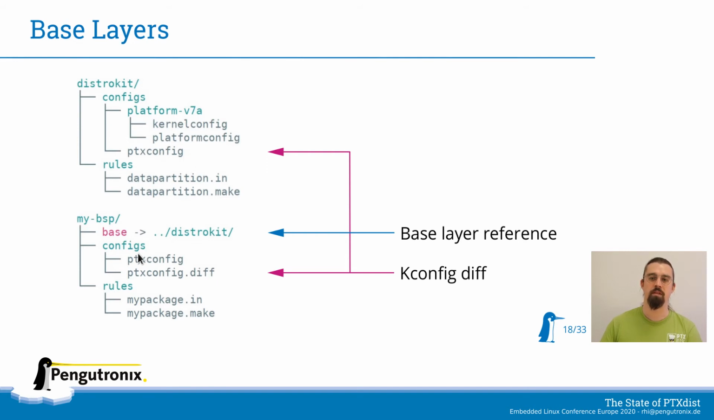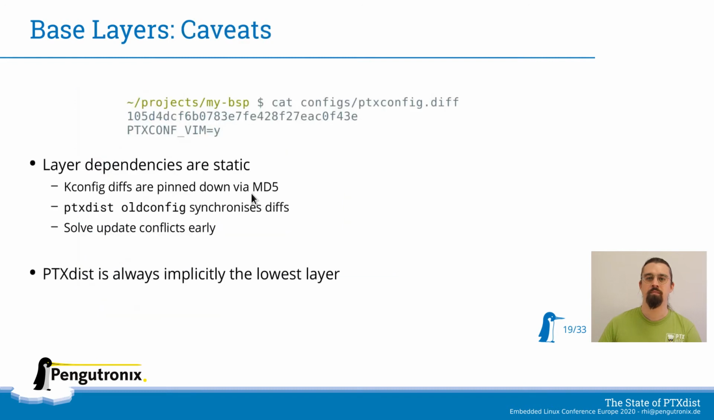Then when you change something in the menu, the diff is calculated in the current layer, which you are currently using. So in this case, the diff is between this base layer config and this config in the current layer. And for example, if your current layer also contains another package, then PTXdist will find it when you're using this layer, but it will also find any rules that you have in the base layer. So there are some caveats.